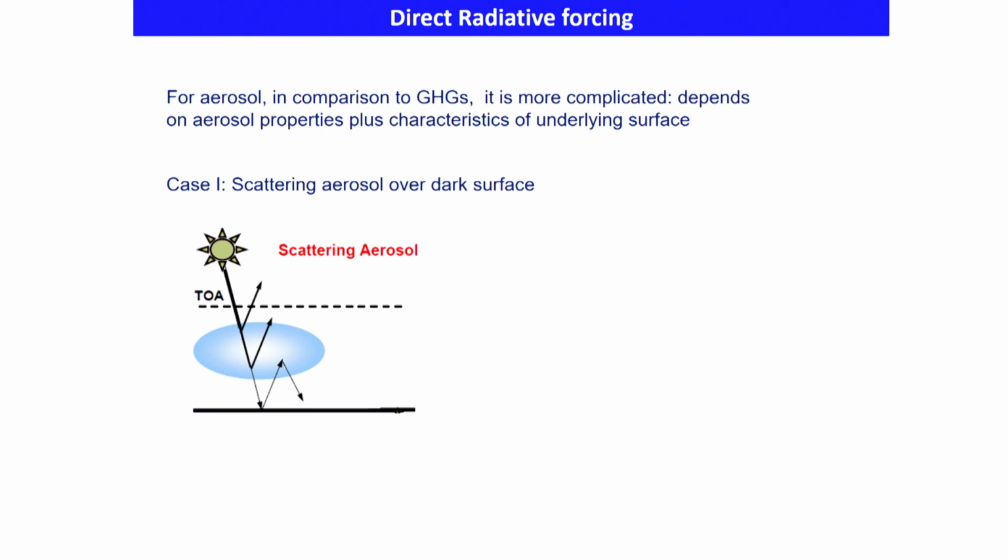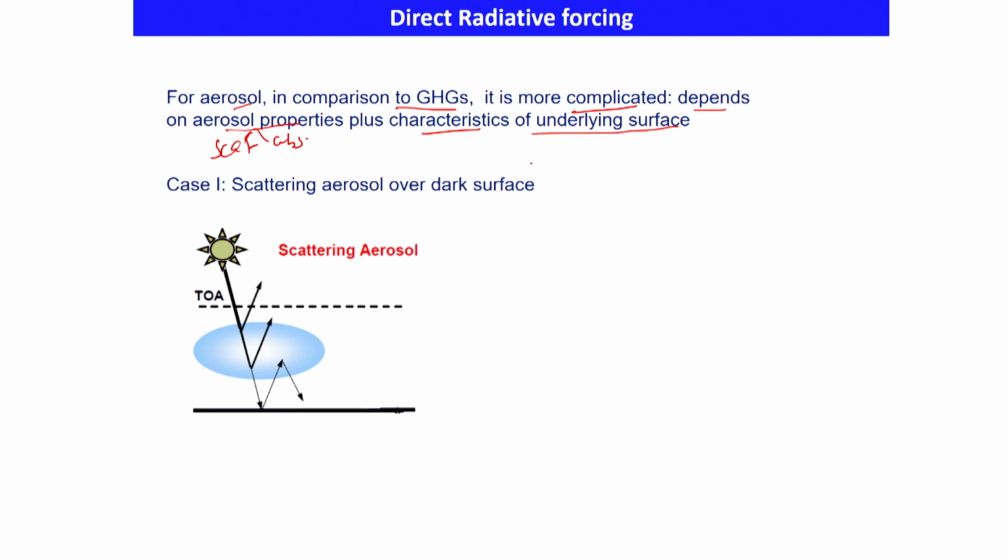For aerosols, in comparison to greenhouse gases, this is a little bit more complicated, and it depends on the aerosol properties. For example, I discussed scattering and absorbing, plus the characteristics of the underlying surface, what kind of surface it is, whether the surface is reflecting or more transparent.